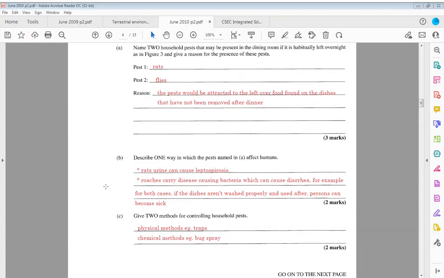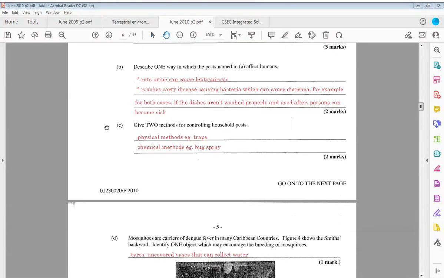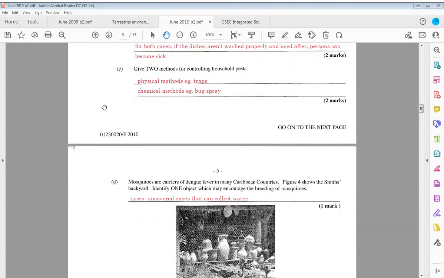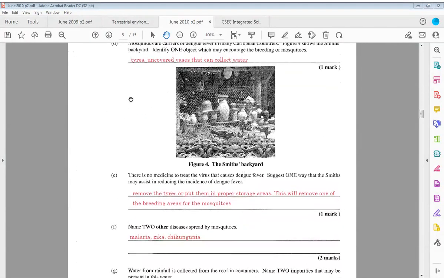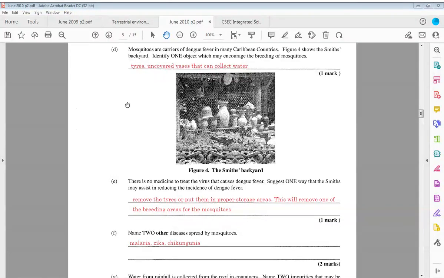Next, we have C. Give two methods for controlling household pests. We can have physical methods, we can also use chemical methods. Physical methods like traps and screens. For chemical methods, we can use bug spray, or we can have the poison that we put for rodents and other things, even for ants, the baits we put in the corners of the homes.